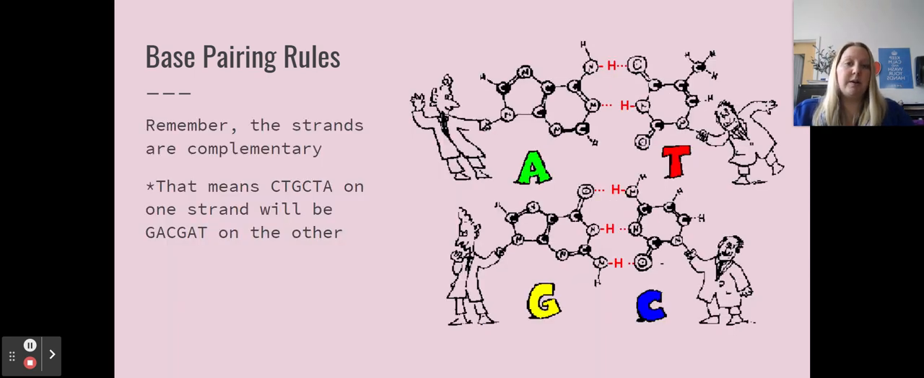But remember, the strands are complementary to one another. So CTG, CTA on one strand will be GAC, GAT on the other.